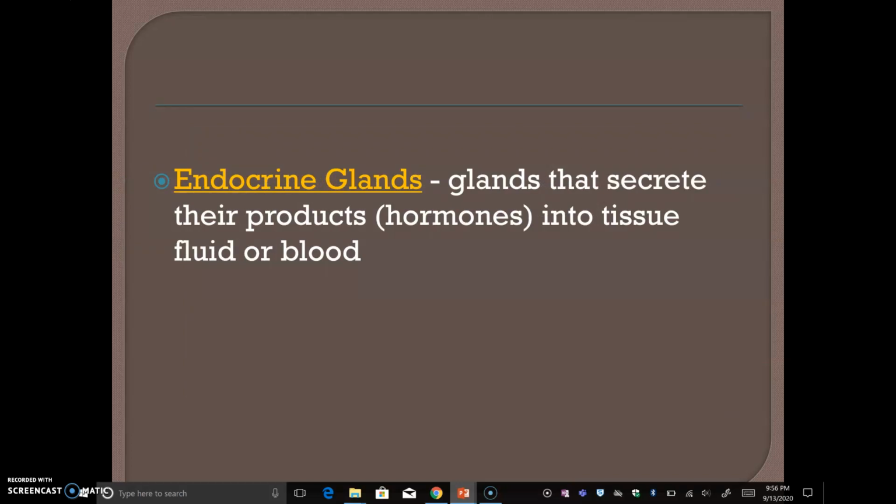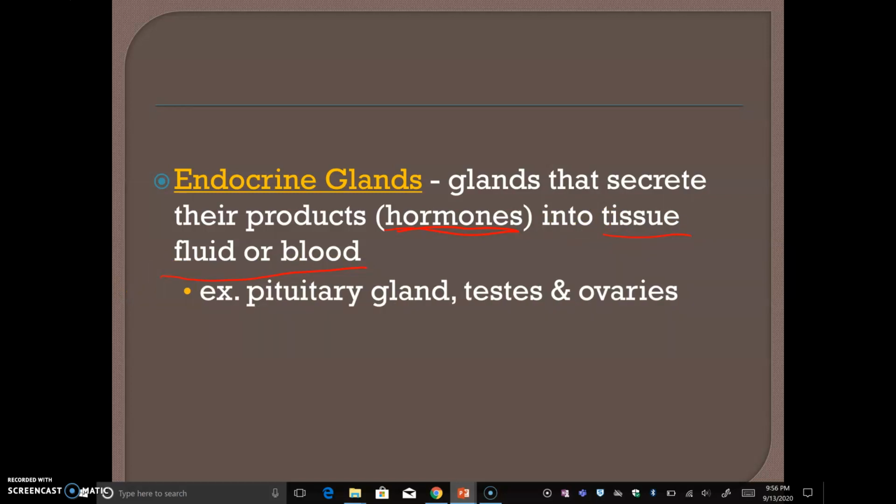Another type of glandular epithelium would be endocrine glands. So we just talked about exocrine glands. Now we're going to talk about endocrine glands. So these glands secrete products, hormones usually, through tissue fluid or blood. Examples of these are going to be the pituitary gland, which is found in our brain, and our testes and our ovaries.